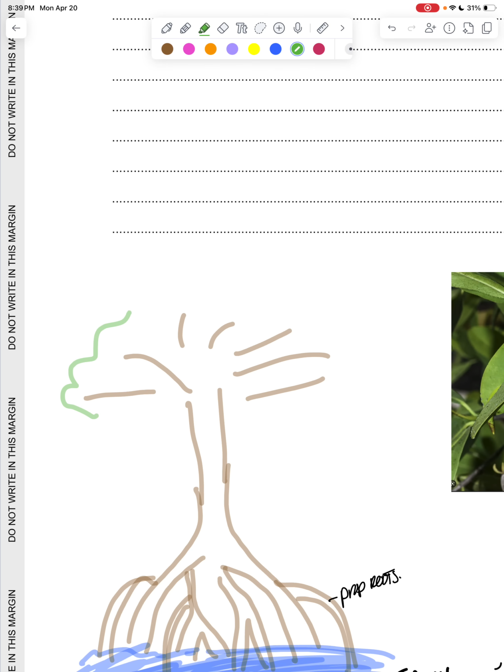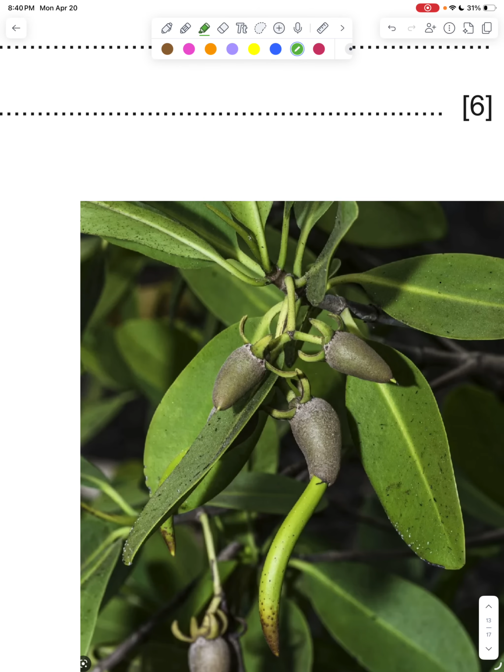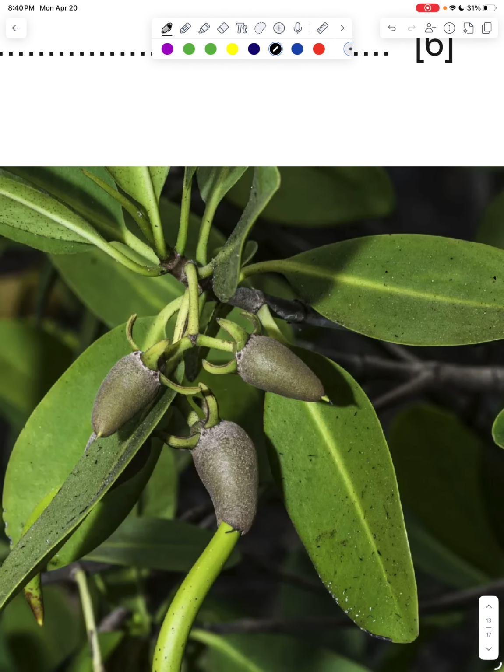We got the rest of the plant. Okay, I have it here too. If we look really close, look at those thick leaves. They're so thick, you can't see through them. They're very thick. All of your marine plants are going to be very thick.